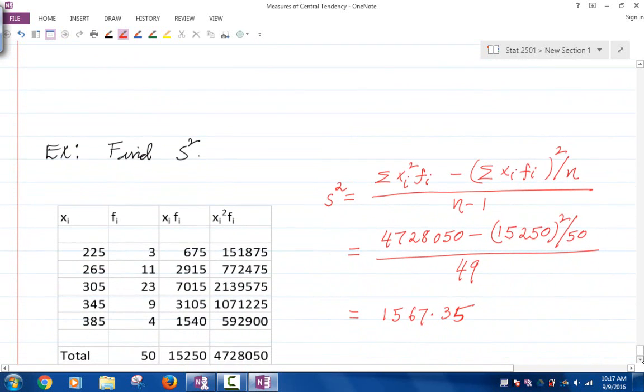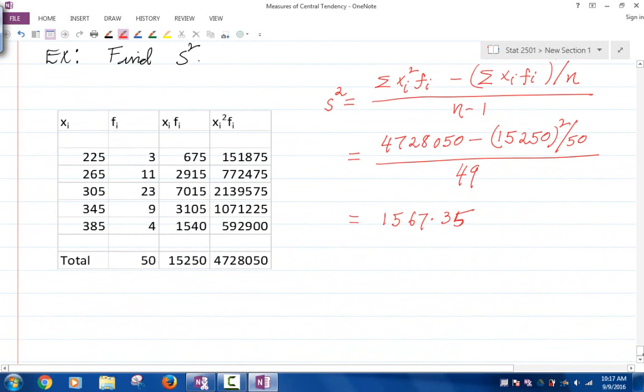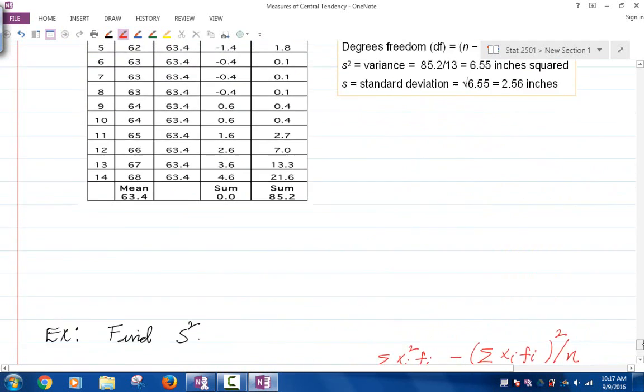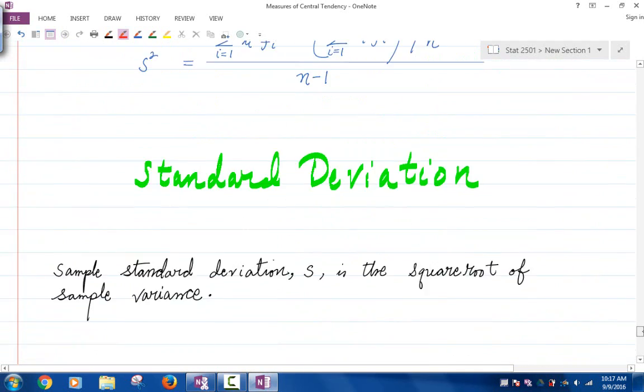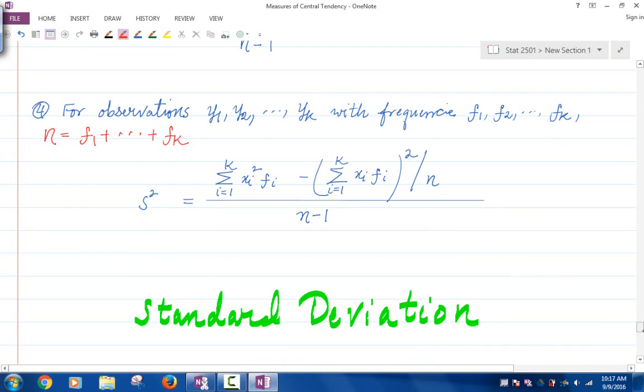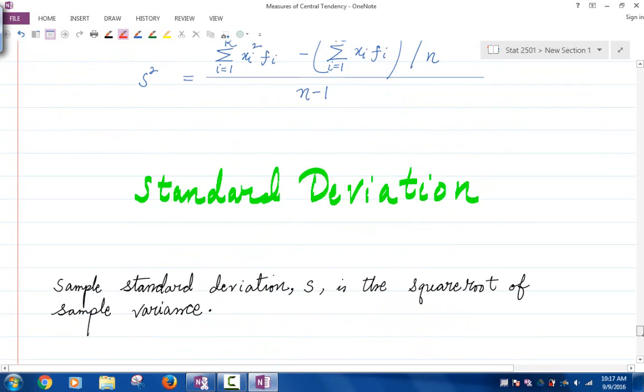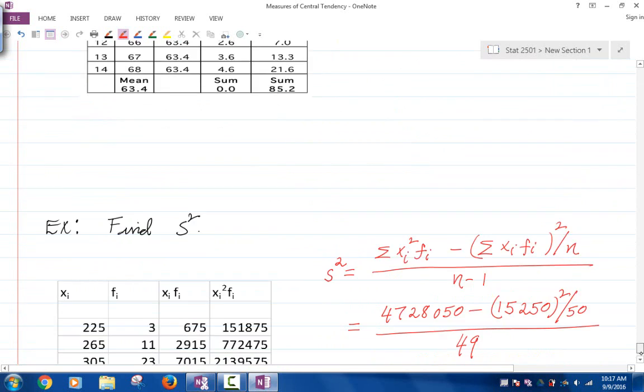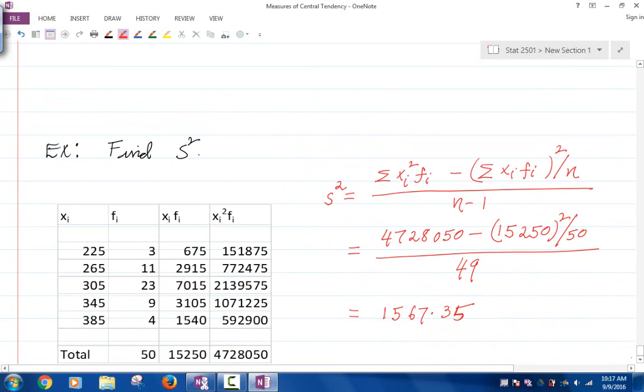another example. In this example, I'm giving you an example of how to use the formula for variance that I have given you in number 4. So remember, this is the case where you are given observations with frequencies, right? And that's when you're going to use this. So let me show you that example.